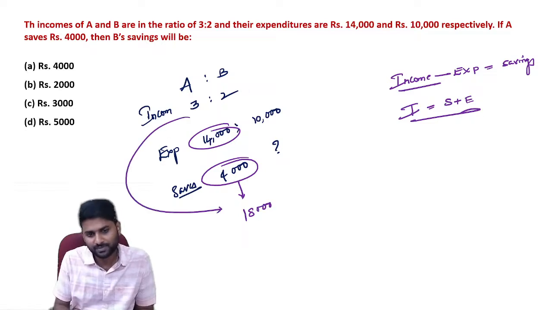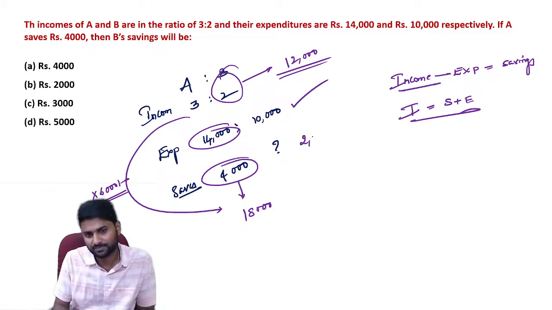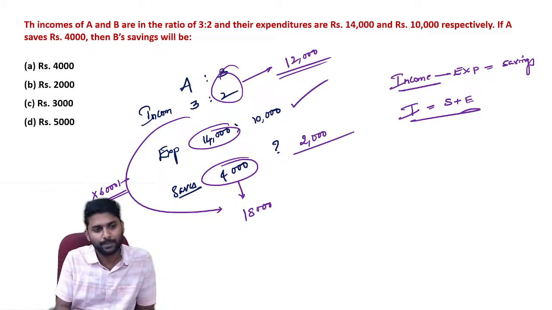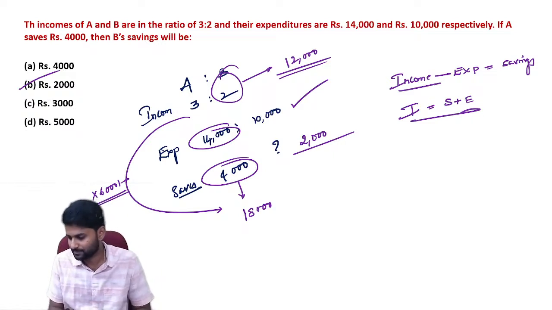If 3 units become 18,000, then each unit is equal to 6,000 rupees. Now what about B's income? 6,000 multiplied by 2, total value is 12,000. Out of 12,000, expenditure is 10,000. Then we can conclude that person saves only 2,000. Hope it's clear.